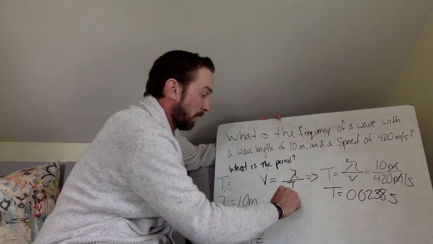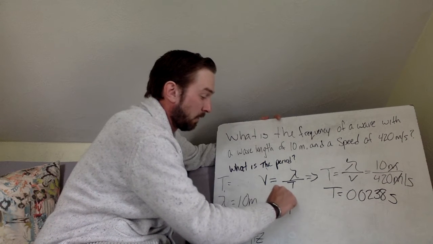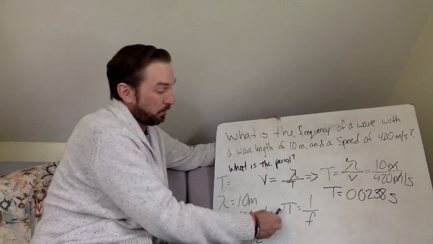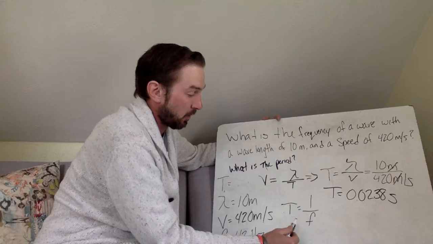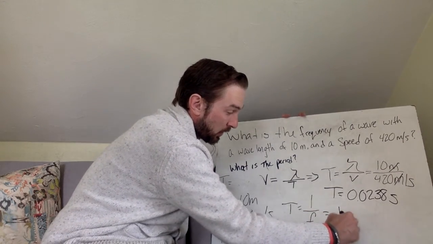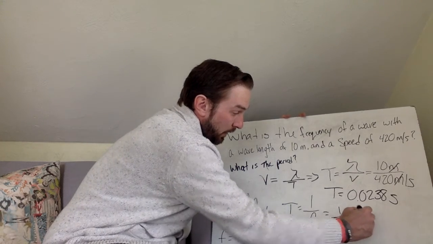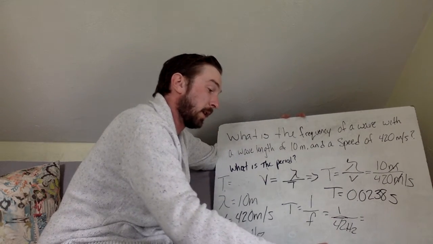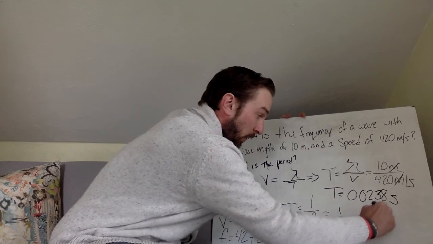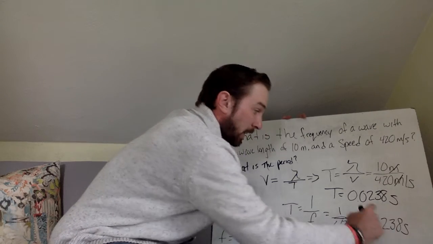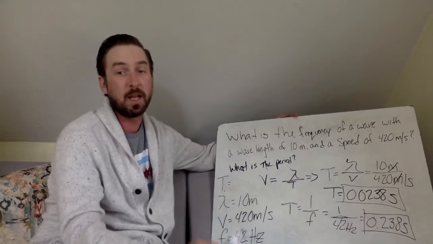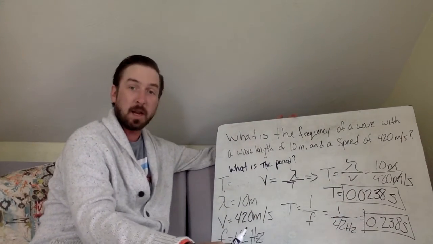However, you could use the fact that the frequency is the inverse of the period, and so period would be 1 divided by the frequency. So we could also solve this as 1 divided by the 42 hertz, and we should then get the same answer, which does come out to be 0.238 seconds. So really, we can solve the second portion of this problem in one of two ways. Both give us the same answer.